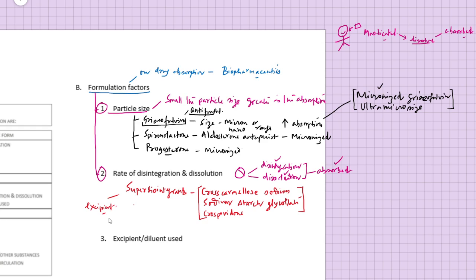Okay, what is an excipient? It does not have pharmacological activity. Excipient means no pharmacological activity, but they are used to make the formulation. So these super disintegrants bring about faster disintegration than the conventional tablets. So if we use super disintegrants, we can convert a normal tablet to a fast acting tablet.